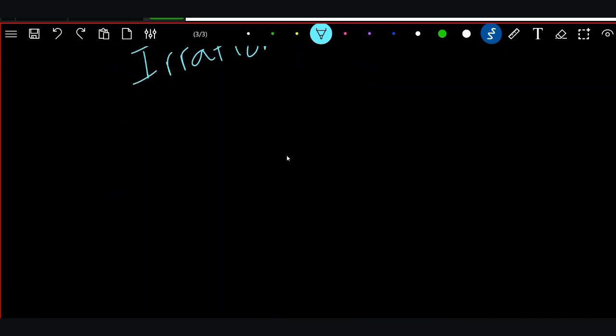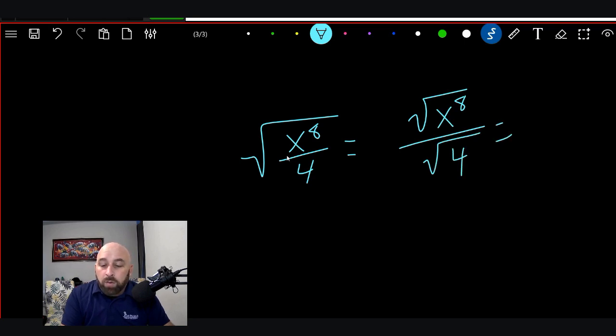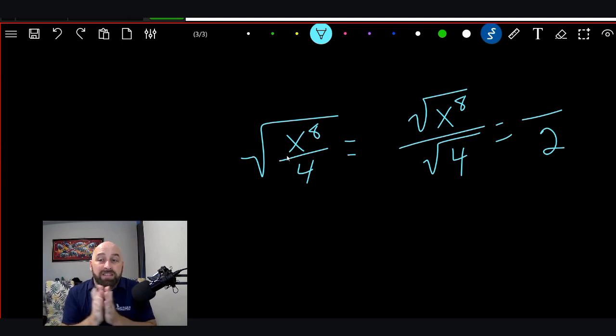Let me show you one more thing before we end, and then I will be done with this lesson. What happens when we have letters inside of here? So x to the 8th over 4, for example. Well, here's what that equals. It equals the square root of x to the 8th over the square root of 4. Well, we know the square root of 4 is 2, but what is the square root of x to the 8th? Here's what it is. It is what two things, when multiplied together, give me x to the 8th. What two things that are the same?